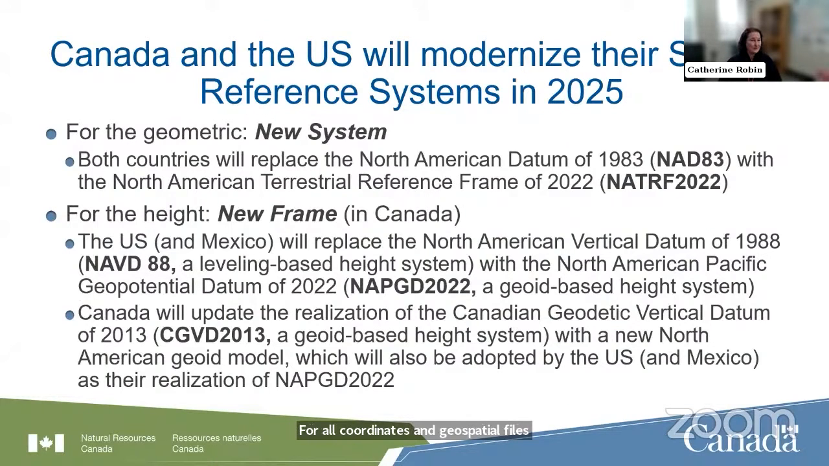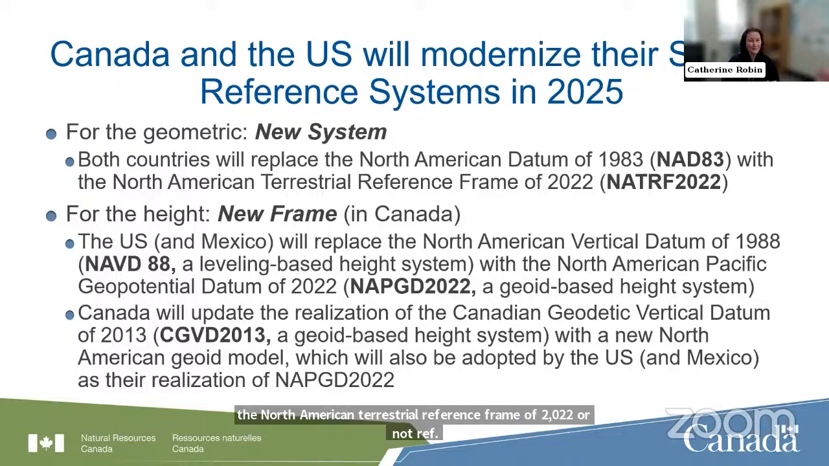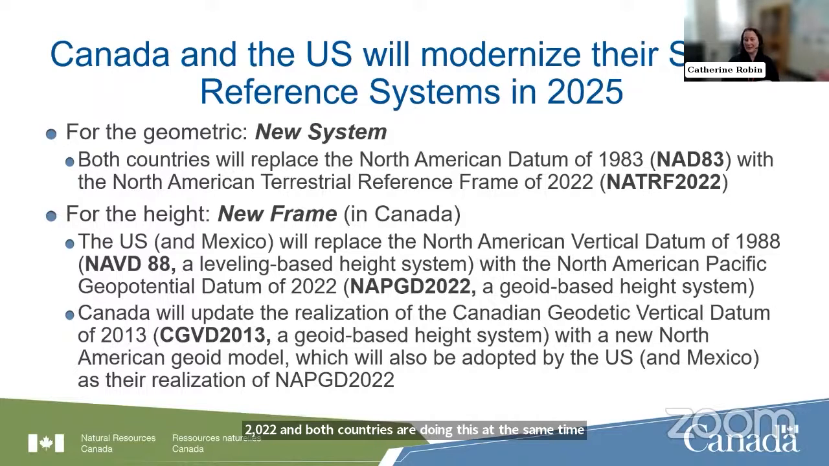So what's happening exactly in 2025? Now that we have that background, for the geometric side, it's an entirely new system. So we're replacing NAD83 with the North American Terrestrial Reference Frame of 2022, or NATRF2022, and both countries are doing this at the same time. We're on target to do this by the end of 2025 at this time. And it's a whole new system with its own series of realizations coming afterwards.